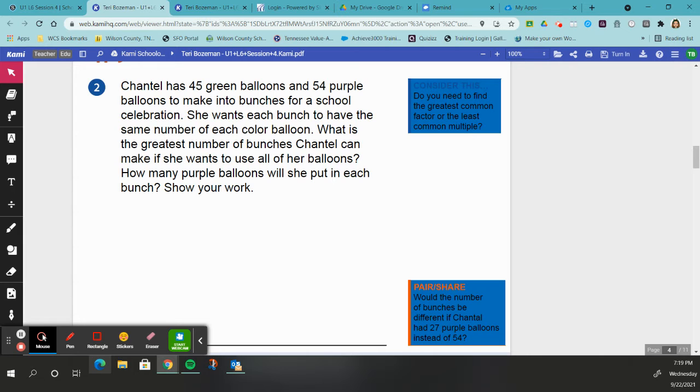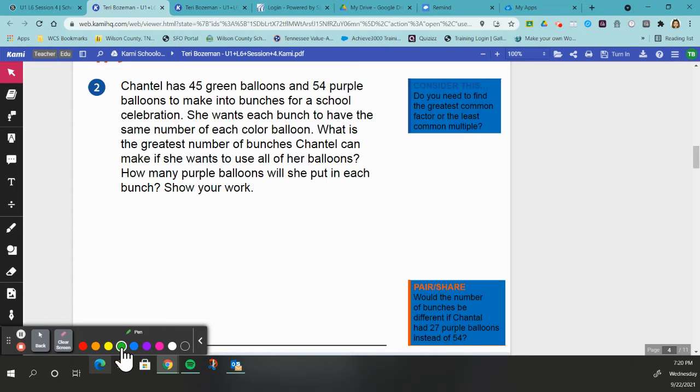And then it says, consider this over in our box. It says, do you need to find the greatest common factor or least common multiple? So take a minute to think about which one you need to find and then find it to see if you find your solution here to number 2. So we would be looking at our greatest common factor.